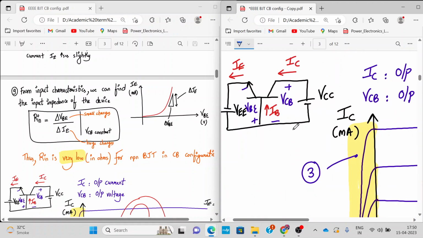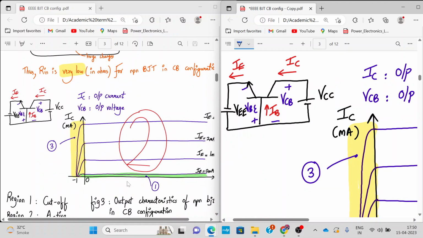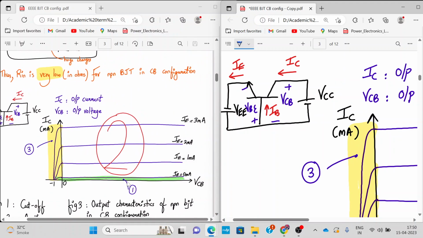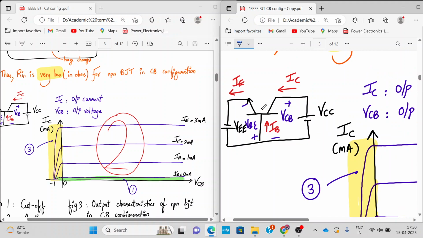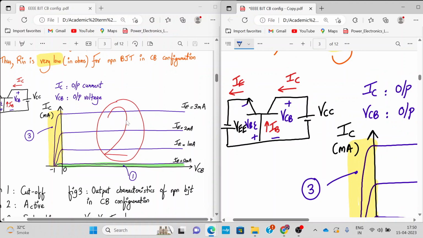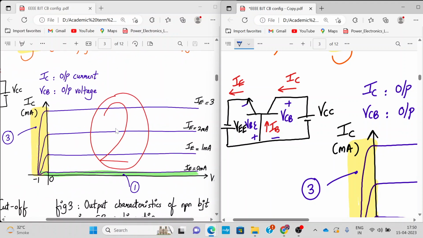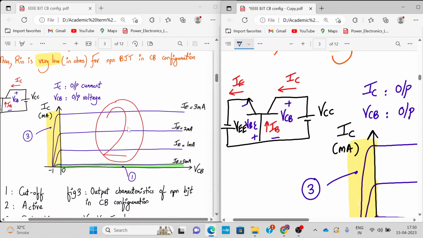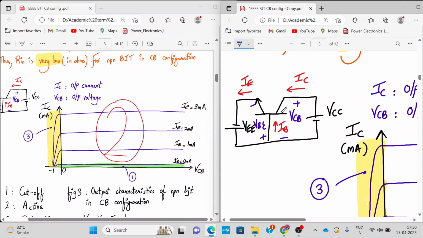Now let's talk about the output characteristics of BJT. All right. On the left hand side of your screen you see the output characteristics. Okay. And on the right hand side we can see the configuration. So here IC is the output current and VCB is the output voltage, at a constant input parameter which is IE. So we keep the emitter current constant and we plot the graph of IC versus VCB.